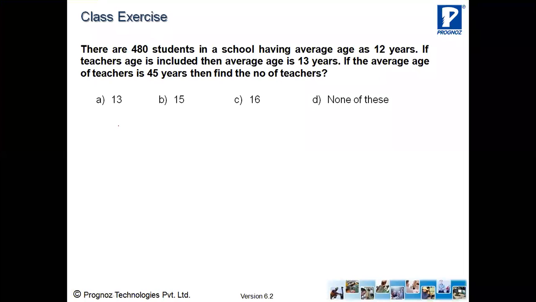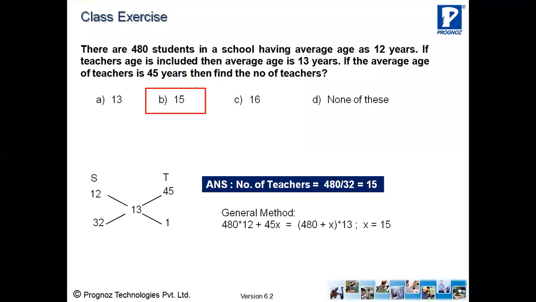Just see this. There are 480 students in a school having average age as 12 years. If teacher's age is included, then the average age is 13 years. If the average age of teachers is 45 years, then find the number of teachers. See, answer is 15. How it has happened? ये figure आप देखें यहाँ वाला. S is for student and T is for teachers. Average age of students is 12, average age of teachers is 45, and combined average is 13. ये दिया हुआ है.